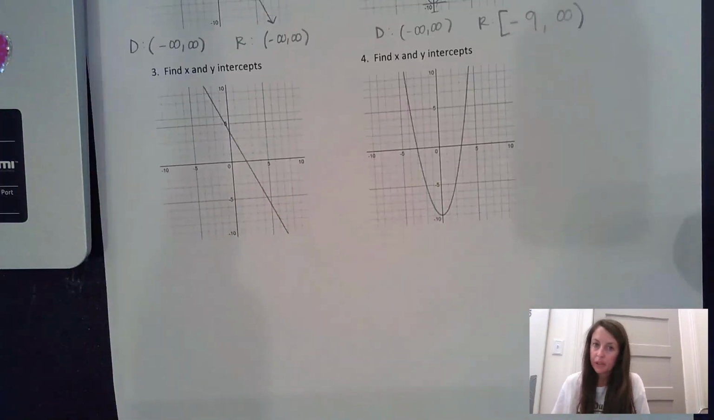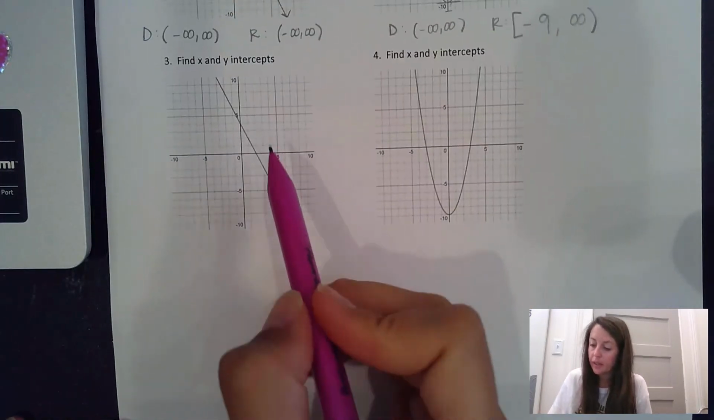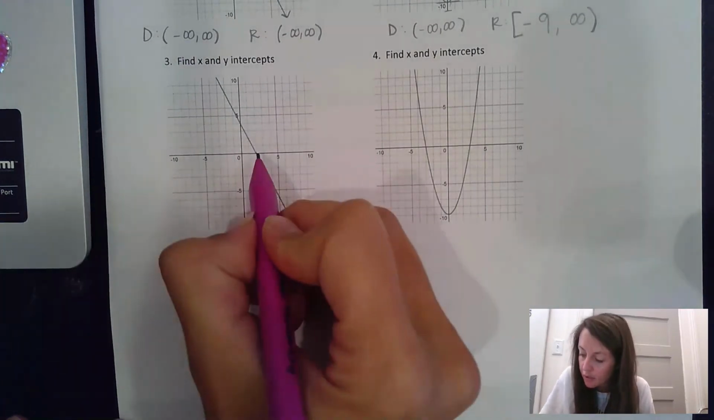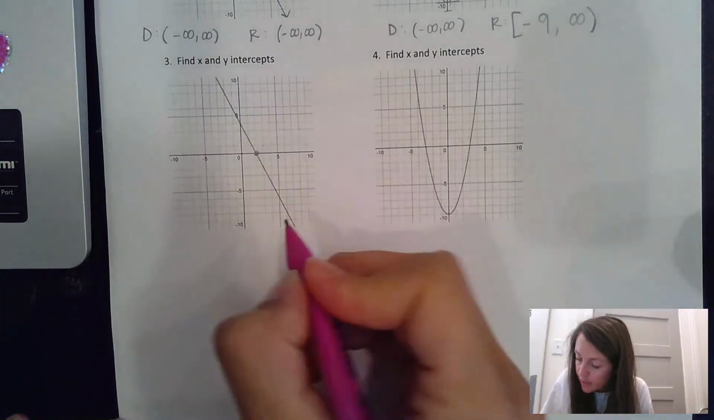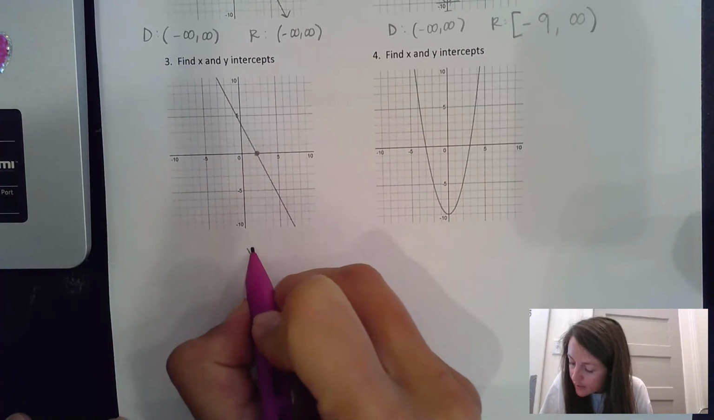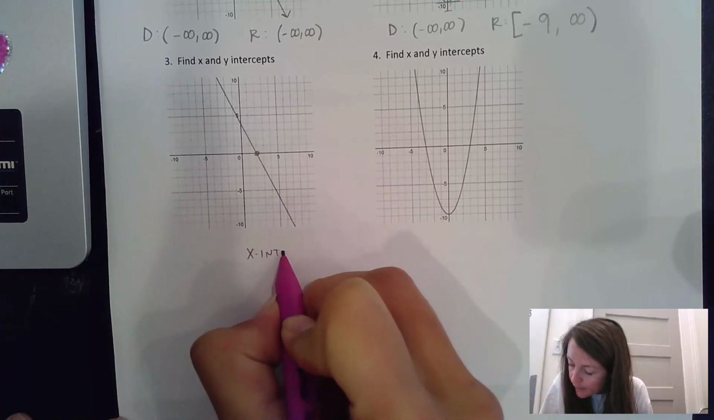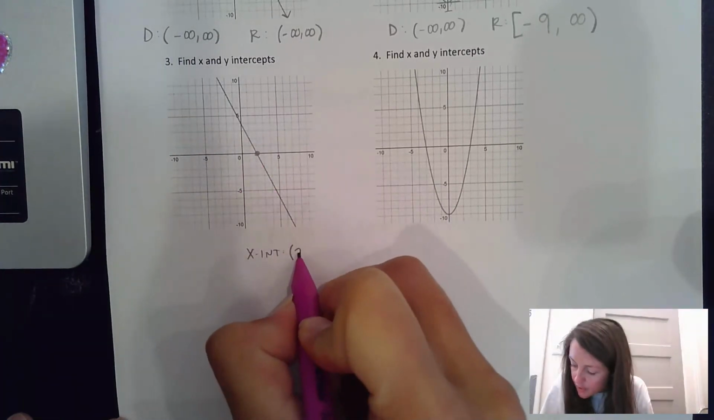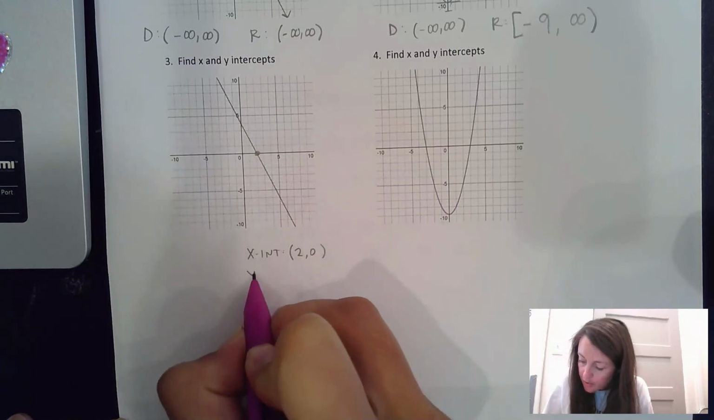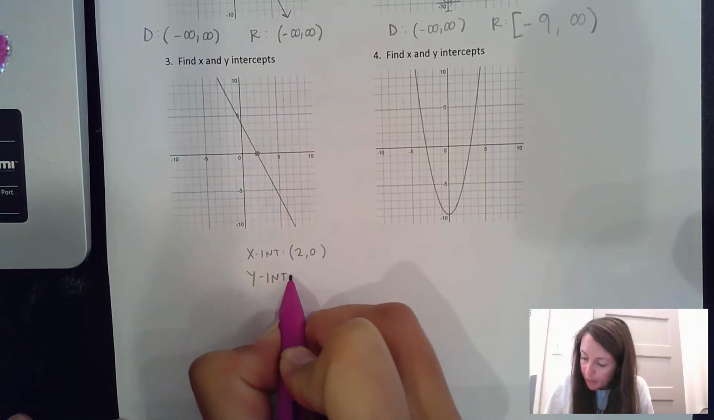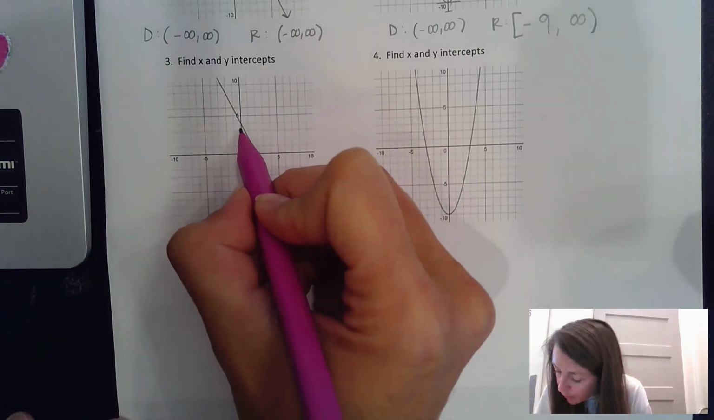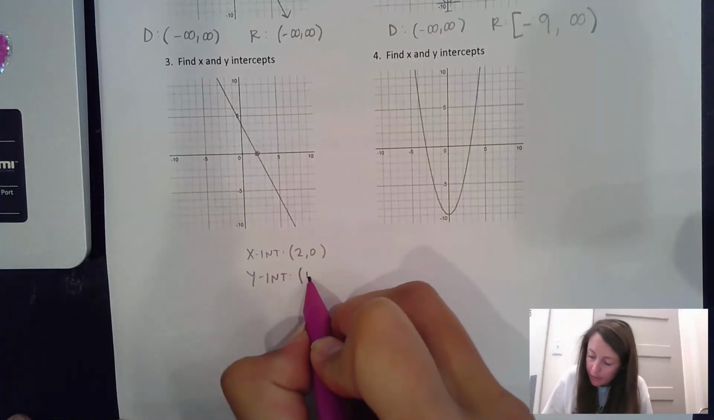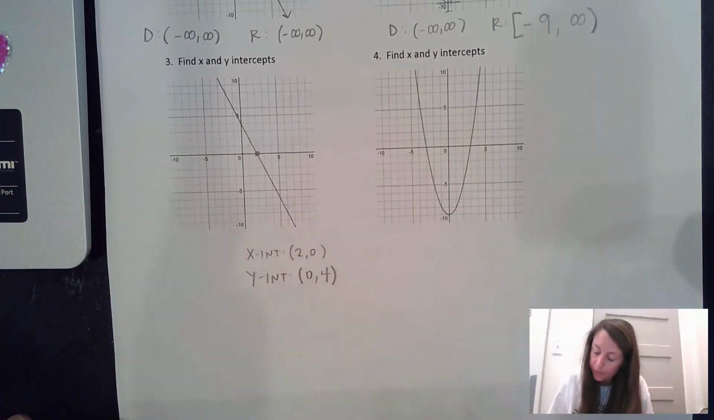Here, if I were to look at this graph, the x-intercept is where it's going to cross the x-axis here. So it's going to cross the x-axis at, that's a 1, 2, so that's a 2, 0. Where is it going to be a y-intercept? 1, 2, 3, 4. So that's going to be a 0, 4.